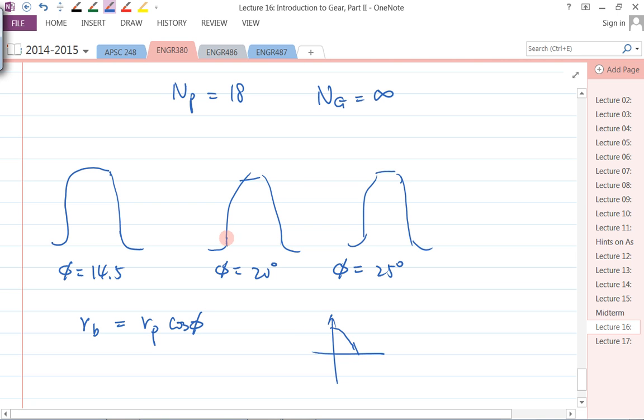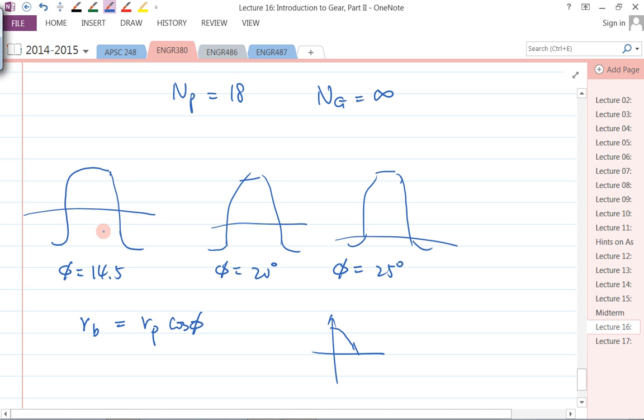So for this case here, the base circle is probably here. For this case, the base circle is probably here. And for this case, the base circle is probably here, right? Remember, where does the involute profile get generated? It's generated based on the base circle, right? So when the pressure angle is bigger, you have more involute profile, basically.